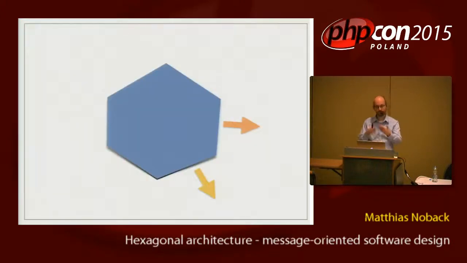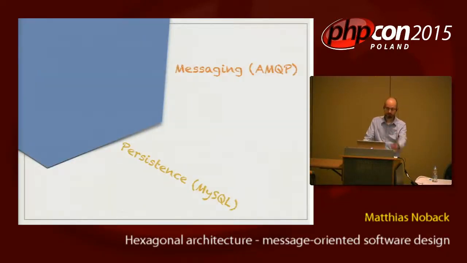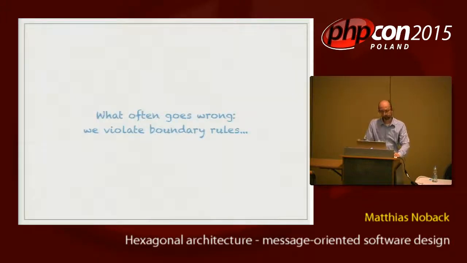So zooming out a bit on this picture, we can see that the yellow arrow, in this case, is about persisting things. So this is the output port related to the database. And we can also have the orange port, which is about messaging, and it uses AMQP to communicate. What really often goes wrong is that we easily violate boundary rules.